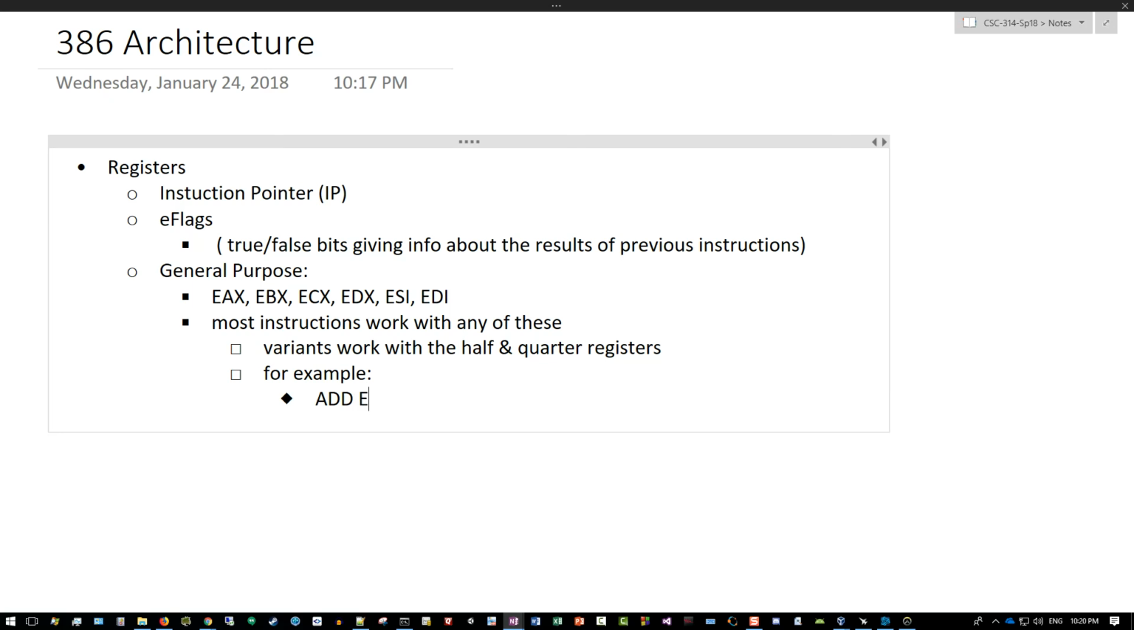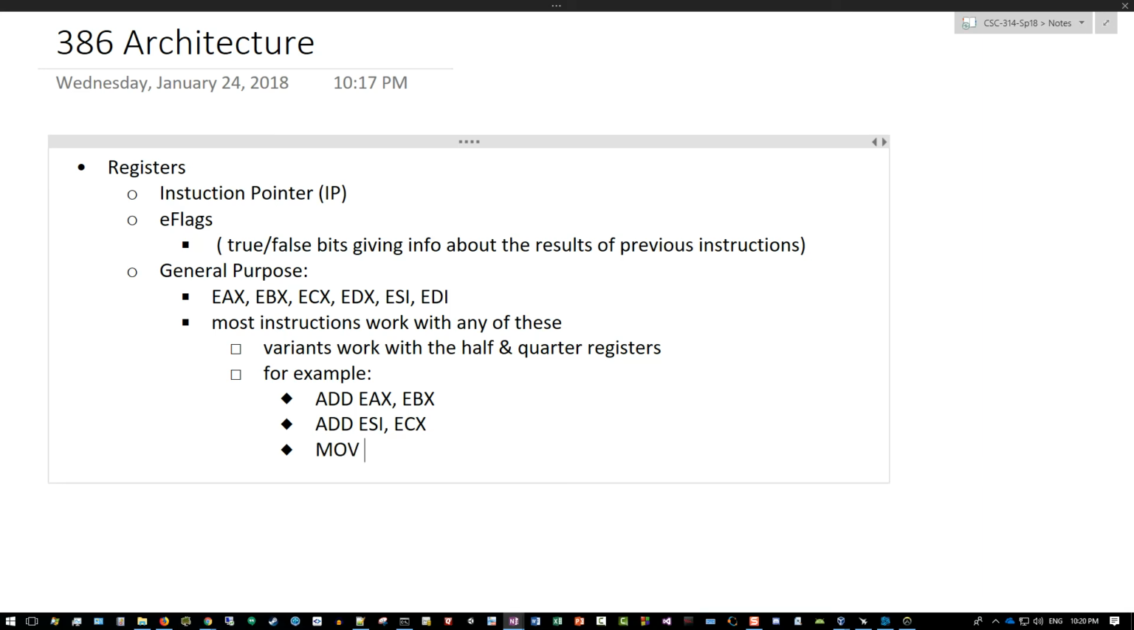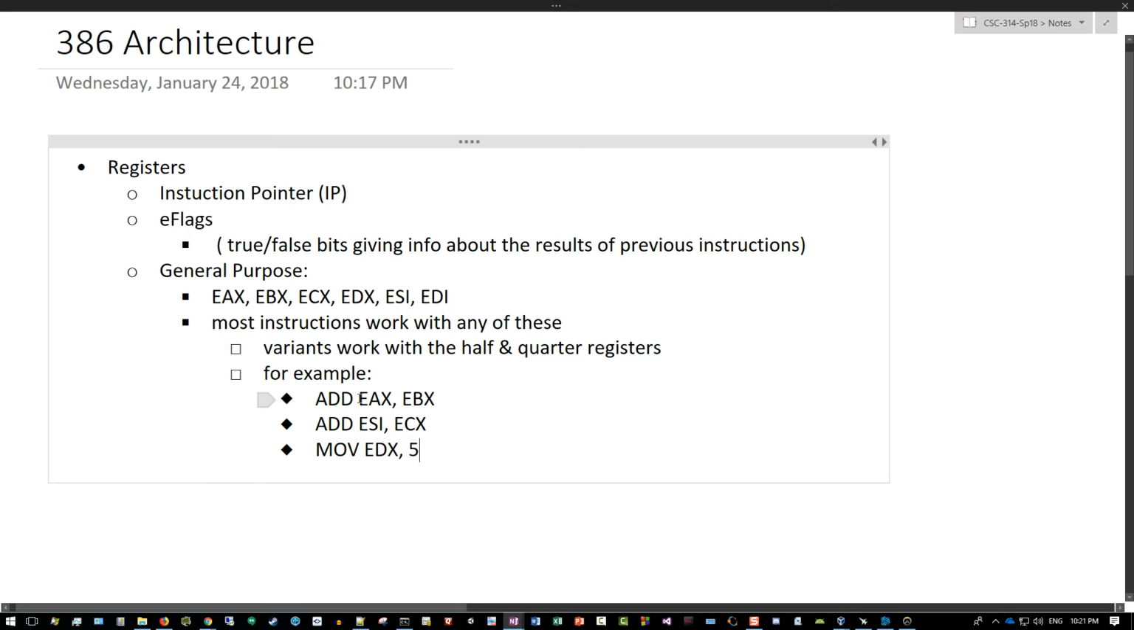You could do things like add EAX, EBX, or add ESI, EDI. Basically, any two registers you want to put together, ECX here, whatever. Or move EDX, 5. So almost any variation here of which general purpose register you want to use with these commands will work.